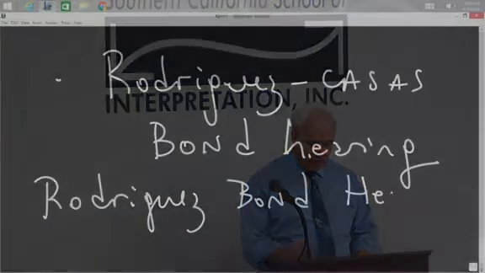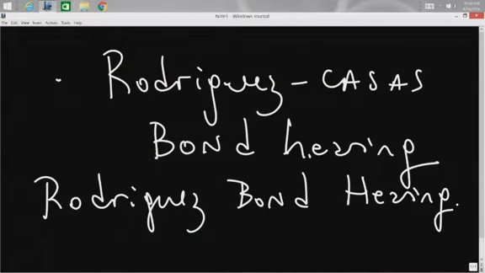proceedings, these immigration proceedings. And in court, when you hear, for example, Rodriguez bond hearing, you can't really use the word Rodriguez because that doesn't apply to the respondent, who doesn't understand. The respondent feels that there is another party involved called Rodriguez, and it's very confusing.